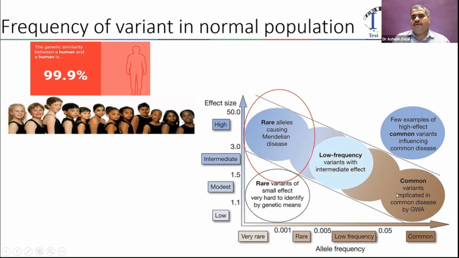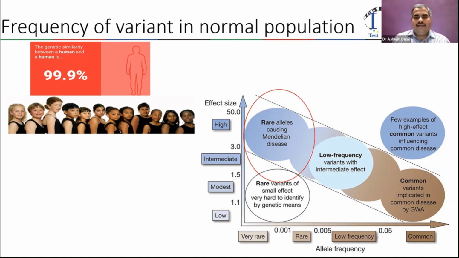So these common variants in the population, which have very little effect, will mostly be involved in multifactorial disorders, whereas these are the variants which are rare in the population but have a very high effect. And these are the variants which we are mainly interested in identifying in genetic diseases. So we can filter out all the variants which are common in the population and focus only on the rare variants.